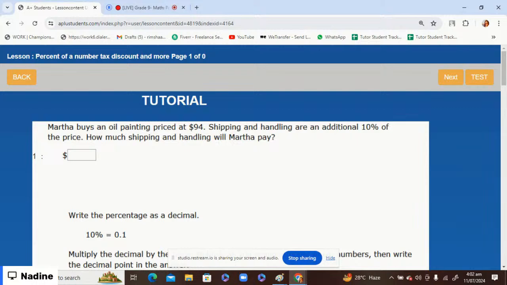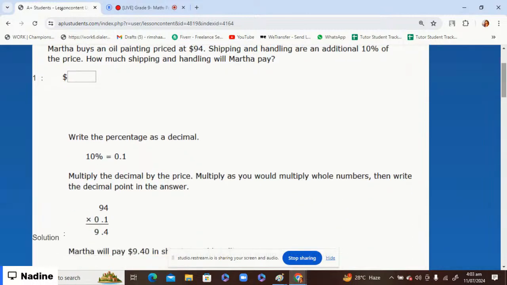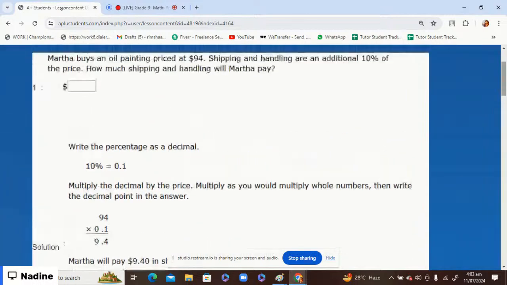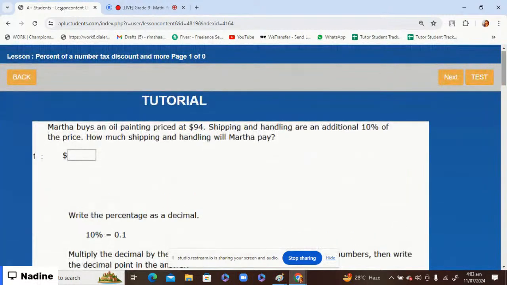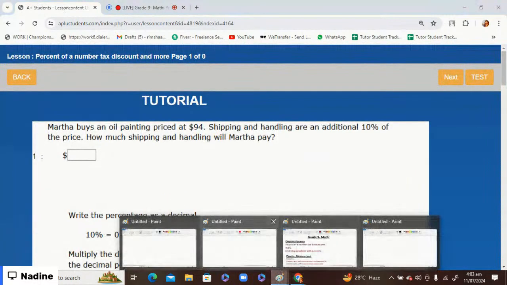So here the question is, Martha buys an oil painting priced at $94. Shipping and handling are an additional 10% of the price. How much shipping and handling will Martha pay? First of all, we are going to find out what is 10%.